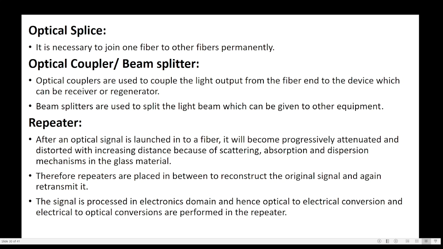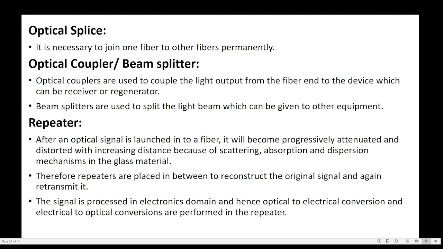Some important tools for connecting one fiber to another fiber. These tools are known as optical splice. Optical splice is necessary to join one fiber to another fiber permanently.